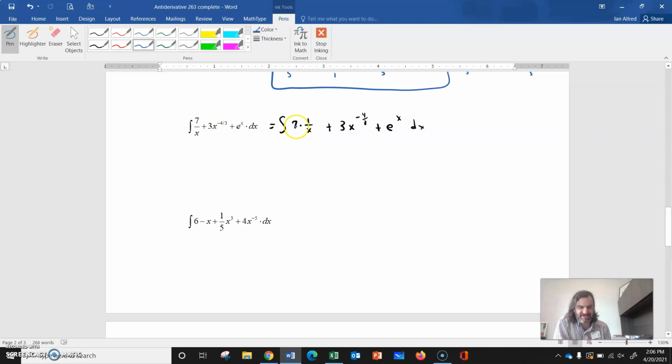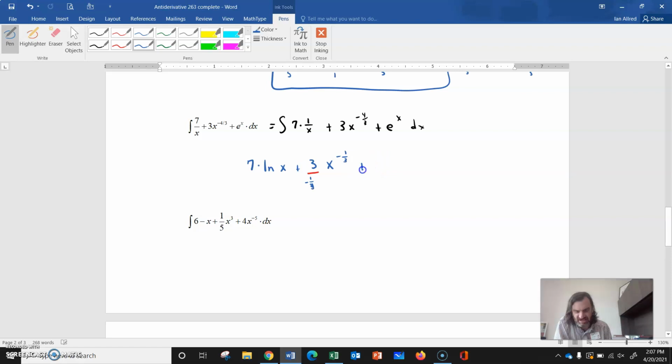So let's see here. This is 7 times 1/x. We know the 7 just hangs out. It's a coefficient. And then the 1/x backtracks to the natural log of x. Okay. And then we'll have the 3. And then we'll have x to the -4/3. So we'll add 1 to that. So it'll be to the -1/3. And then we could say we're going to divide the 3 by -1/3. We'll clean that up in a second. Hopefully we'll have enough room for it.